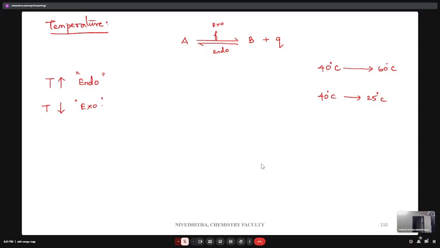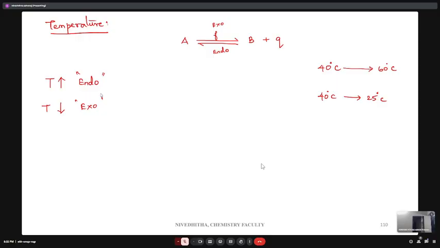So this is how the reaction will nullify the effect. You're getting my point? If you increase the temperature, endothermic reaction will occur. If you decrease the temperature, exothermic reaction will occur. And here you cannot generalize whether the forward or the backward reaction will occur, because it depends.